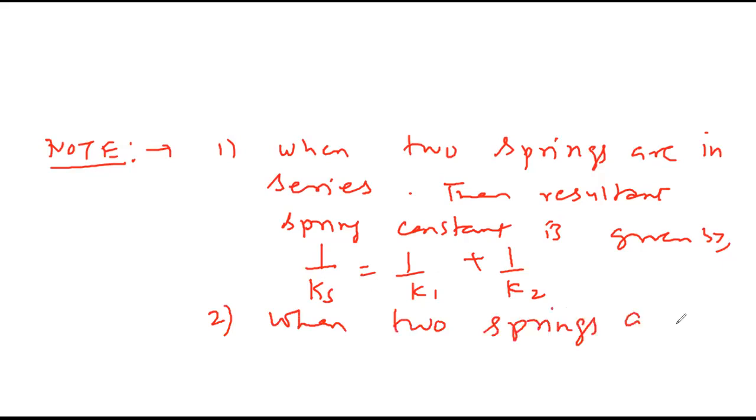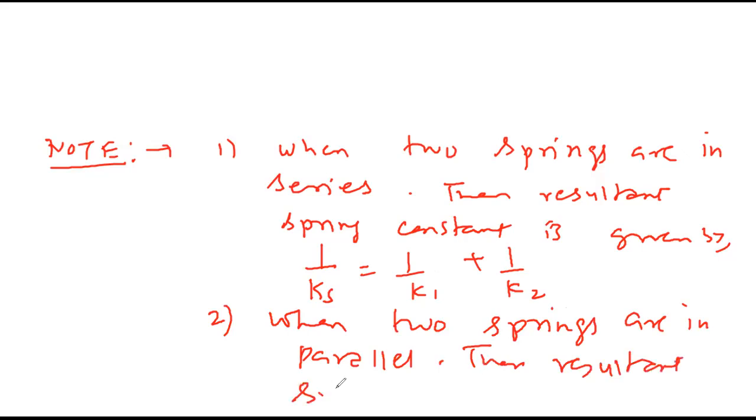Same way for the second one. When two springs are in parallel, then the resultant spring constant, Kp, equals K1 plus K2.